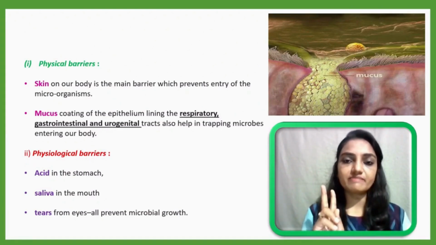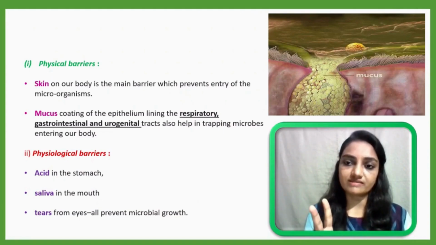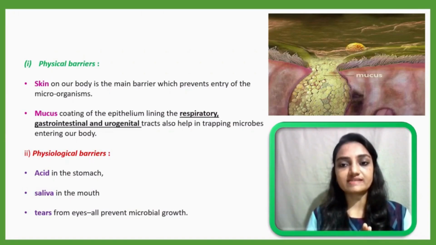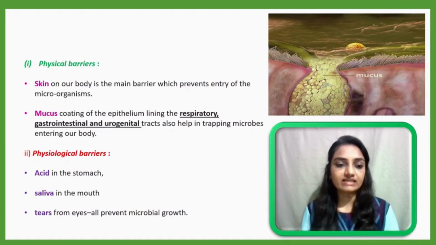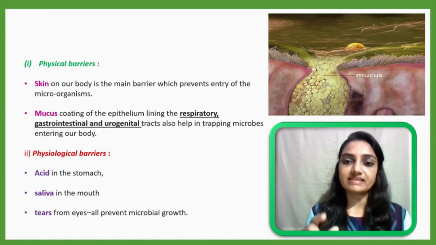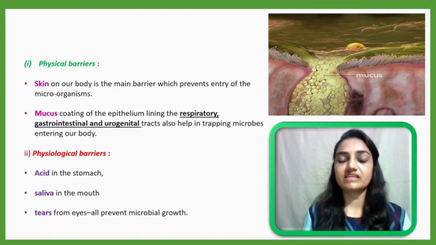So two physical barriers are there, skin and the mucus. Means these two powerful watchmen are there which will protect ourselves from the pathogens. Now second is a physiological barrier. Better we can say that these physiological barriers are chemical barriers. So chemicals which are secreted in our body.